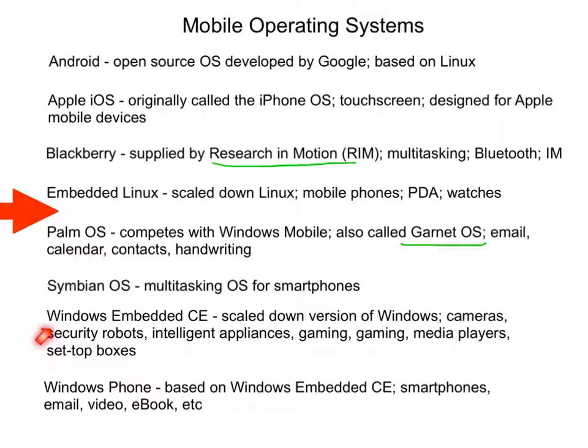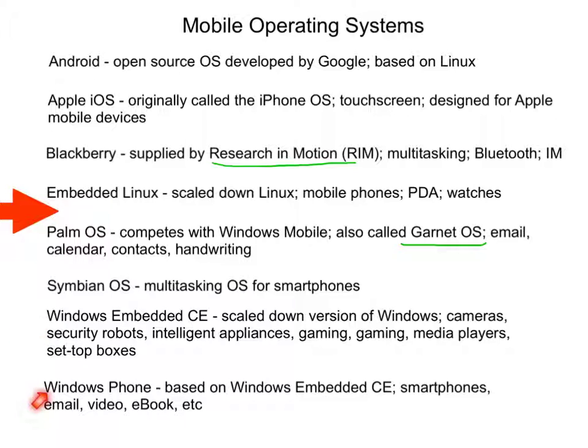Moving on to the Windows Embedded CE operating system. This is scaled down from Windows and is designed for devices like digital cameras, security robots, gaming, GPSs, media players, and set-top boxes like for cable.